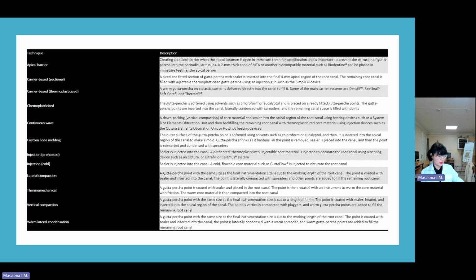Gutta-percha, the more widespread type of dental filling points, root canal filling points.